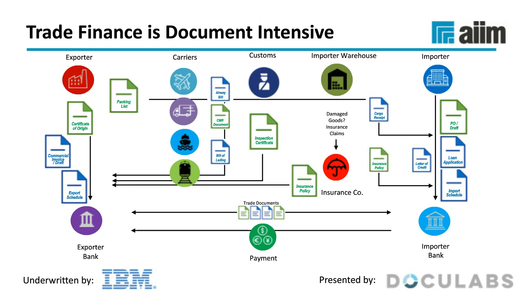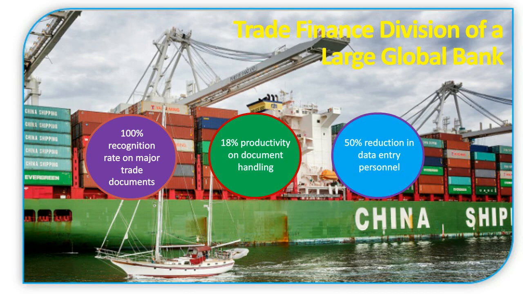And indeed, a bank in Asia Pacific, one of the large trade finance banks there, their division put this into practice in 2016, deployed it, and we've already begun to see some pretty cool results here. 100% recognition rate on the trade documents, 18% improvement in document handling, which means the right people are getting the right documents at the right time, it's accurate, and the process can speed up. And there's that 50% reduction in data entry personnel, there's your return on investment. So this stuff is real.